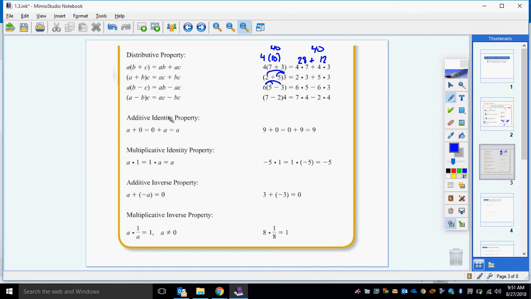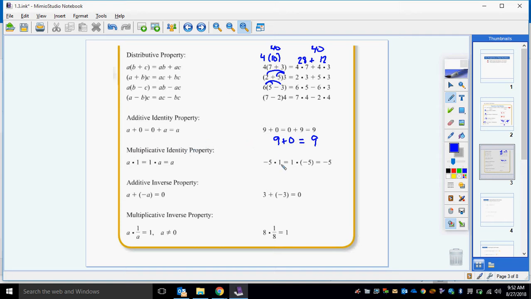Additive identity. I remember this one is if we're adding, first of all, additive identity. Like if you look in the mirror, you see yourself, you see your identity. So what has to be added to A so the result is itself? Well, 0. 0 is the additive identity. 9 plus 0 equals its identity of 9. What do I have to add to 9 so that it equals 9? 0. So the additive identity is 0.